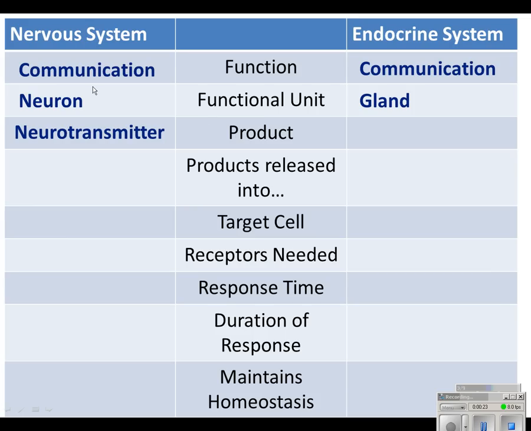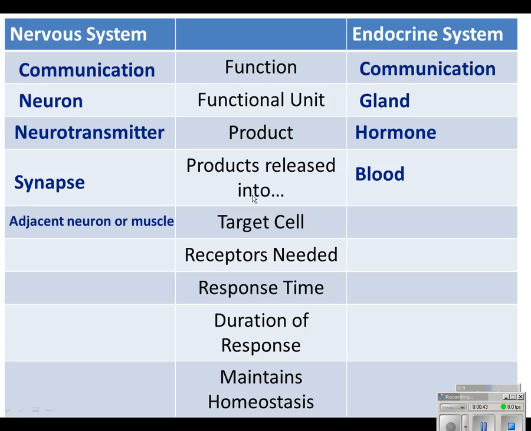And what happens is that the neuron in the nervous system secretes a neurotransmitter that's going to pass the message on, and the glands in the endocrine system are going to produce hormones that are going to travel in the blood. So the neurotransmitters are released into a synapse, that space between the neurons, and the hormones are released into the blood to travel around the body. If we talk about their targets, the neurotransmitter is going to go to the adjacent neuron or the effector, the muscle cell, that the message gets translated to.